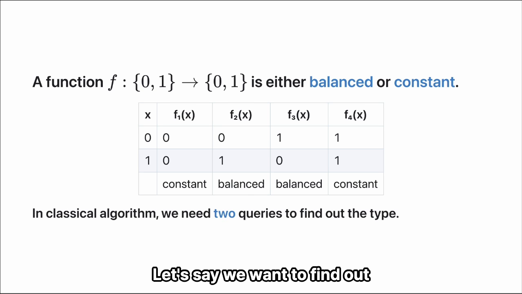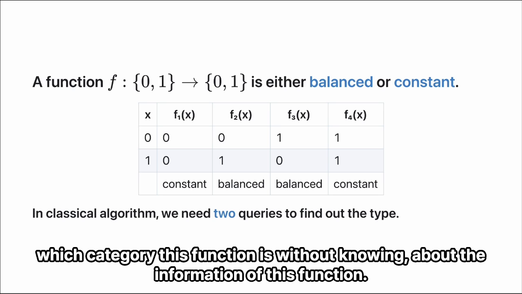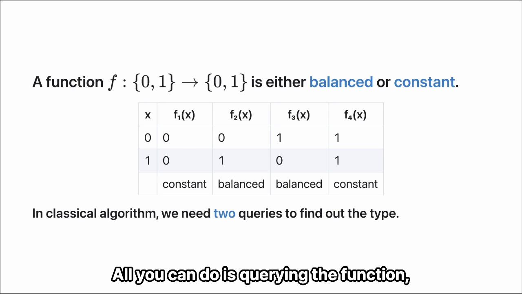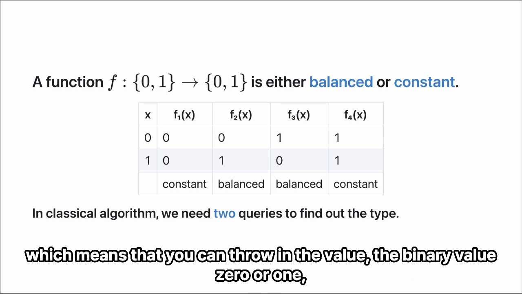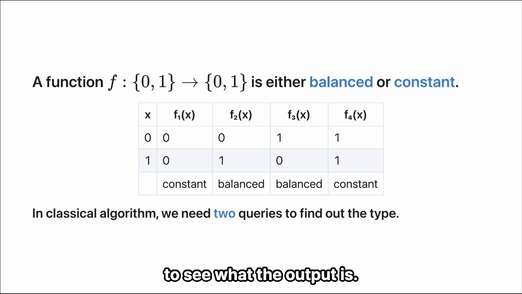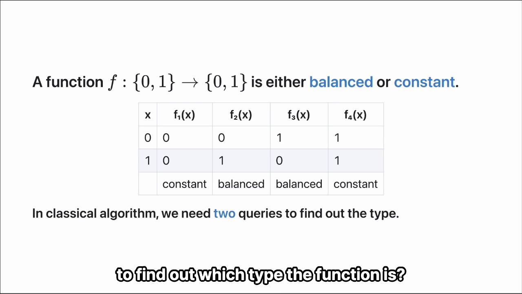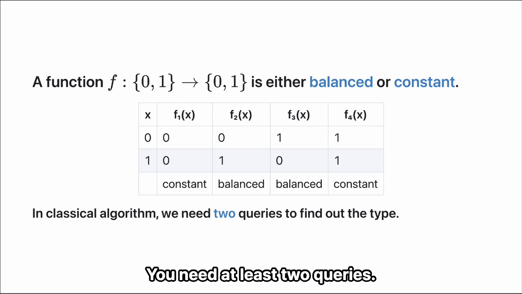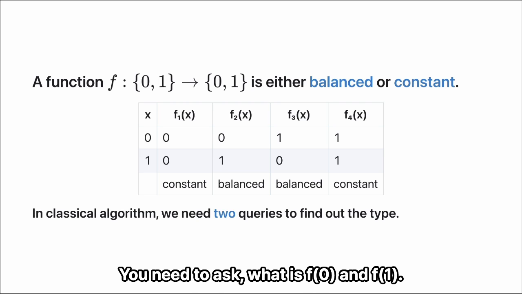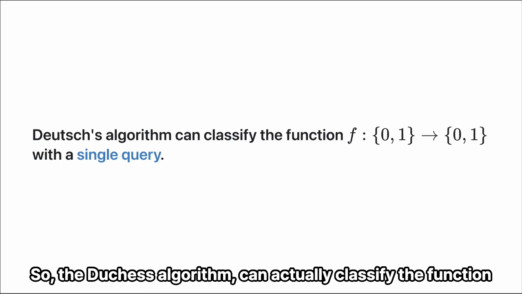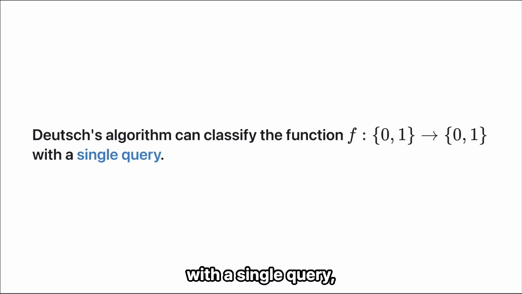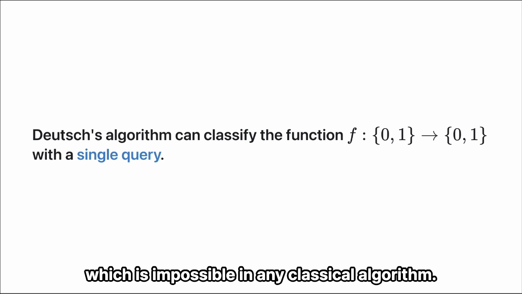Let's say we want to find out which category this function is without knowing anything about the function. All you can do is query the function, which means you can throw in the binary value 0 or 1 to see what the output is. The question is, how many times do you have to query the function to find out which type it is? You need at least 2 queries. You need to ask what is f(0) and f(1). Deutsch's algorithm can actually classify the function with a single query, which is impossible in any classical algorithm.